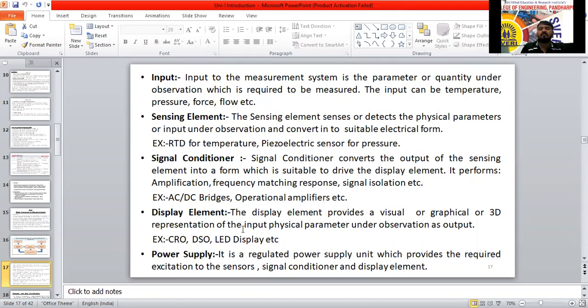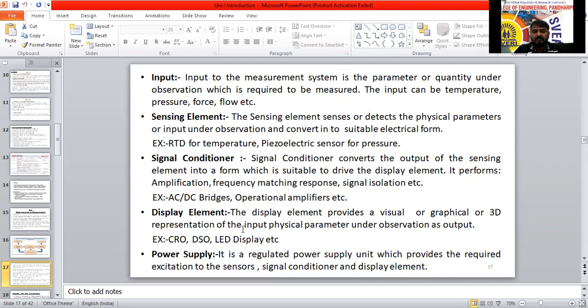Next, the display elements. We can use a CRO, DSO, LEDs, or LCD display here. The display element provides a visual, graphical, or 3D representation of the input physical parameter under observation as output. Whatever we measure, it displays. It may be a CRO for analog signals, or it may be a digital display, LED or LCD.